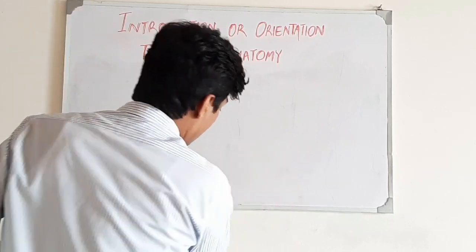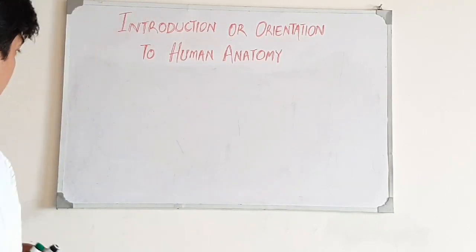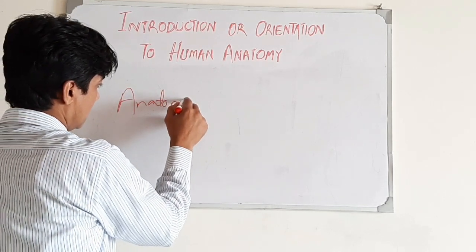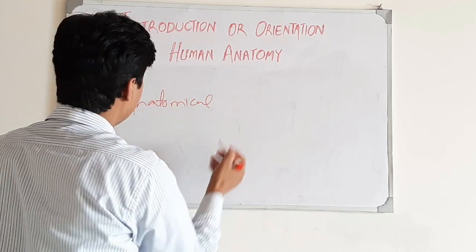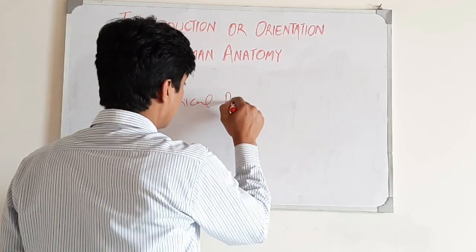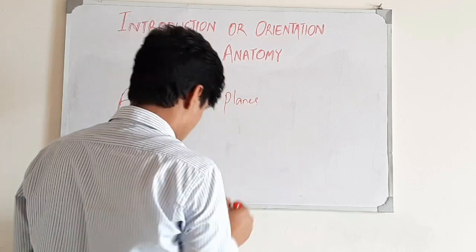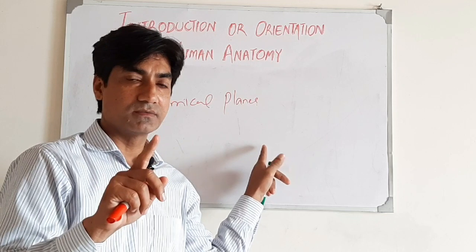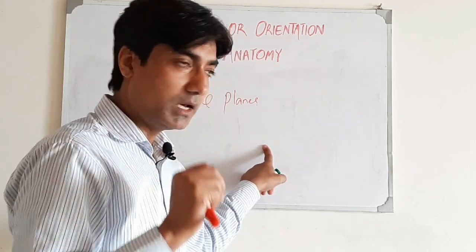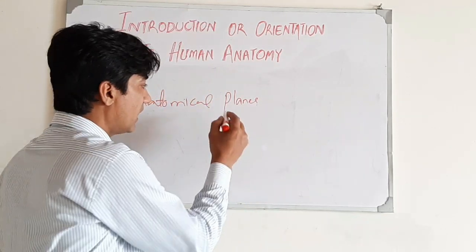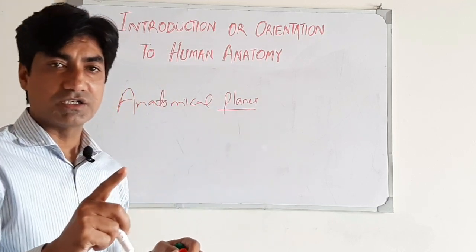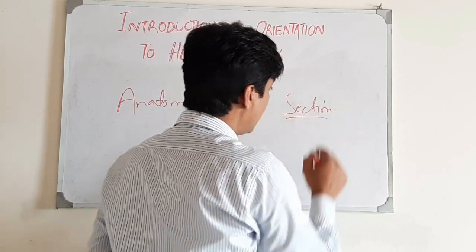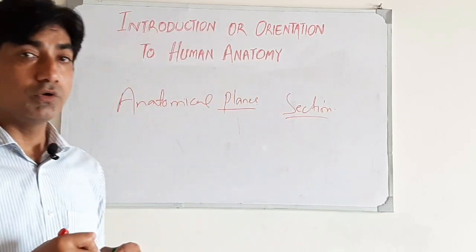Now we are moving towards the anatomical planes. What is anatomical plane? After anatomical position, we will discuss anatomical planes. Anatomical planes are the planes or sections, the cuts to describe the human anatomy. But planes are the imaginary cut, and sections imply a real cut to describe the human anatomy.